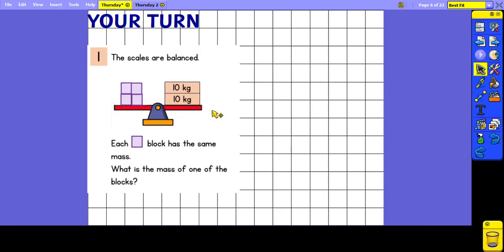Now there's a similar question for you to try and answer here. This time you're trying to find out the mass of one of the purple blocks. So like we have just done, you can use some similar calculations to try and work out the answer. And if you pause the video now, you can have a go, and then I'm going to go through the answers afterwards.